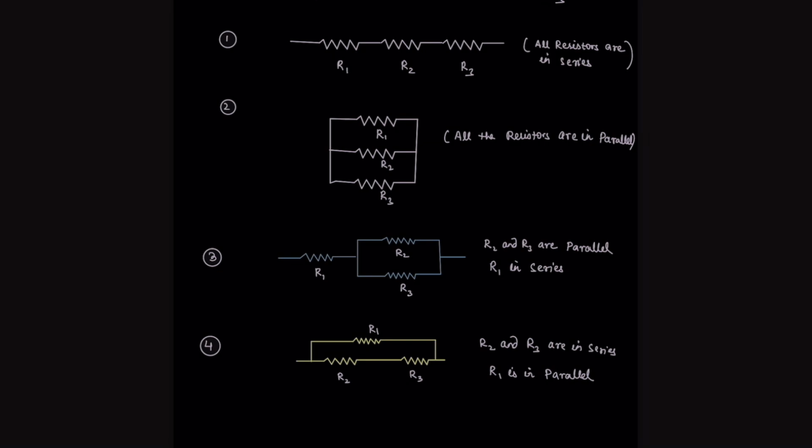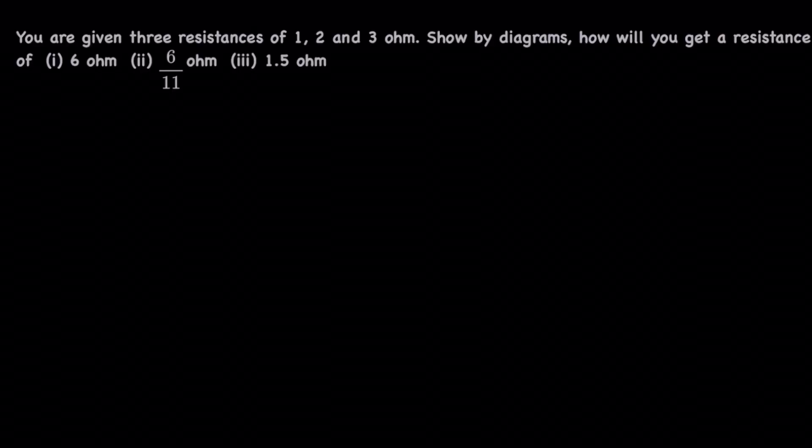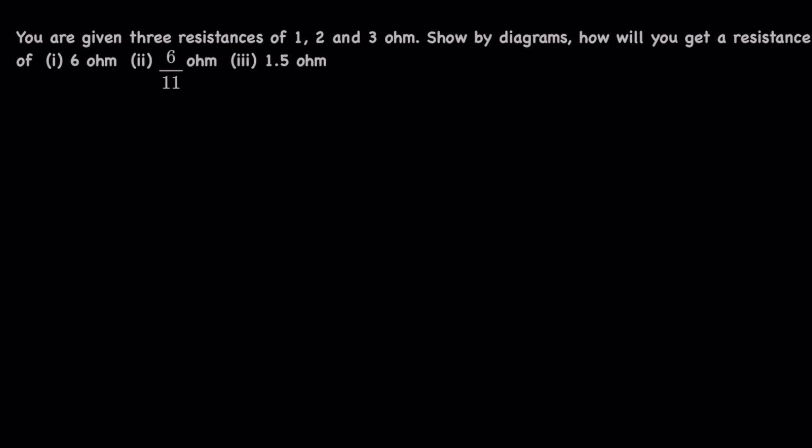In exams, this type of question comes where 3 resistors are mentioned and we have to find the total resistance. And one point always remember: the series arrangement has maximum resistance and the parallel one has minimum resistance. As you see in this question, you are given three resistors of 1 ohm, 2 ohm and 3 ohm. So by diagrams, how will you get a resistance of 6 ohm, 6 by 11 ohm and 1.5 ohm?